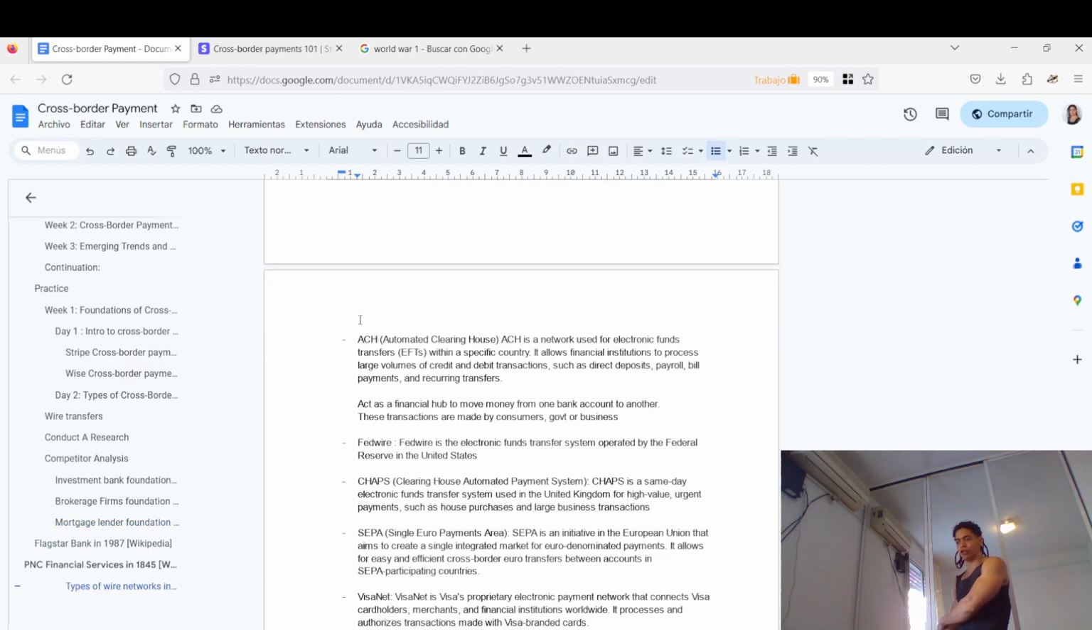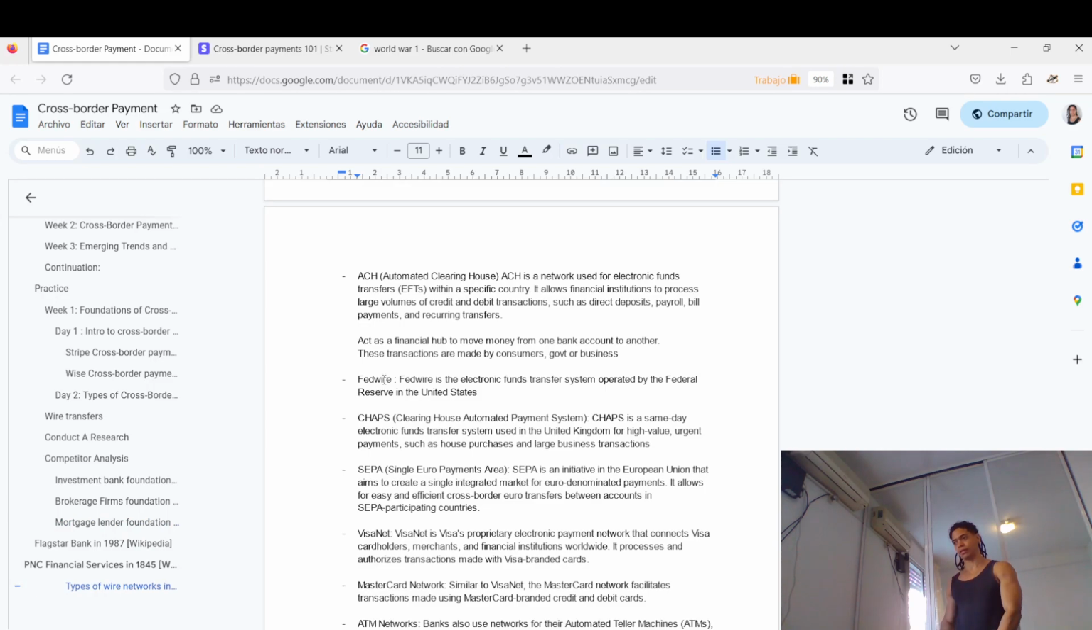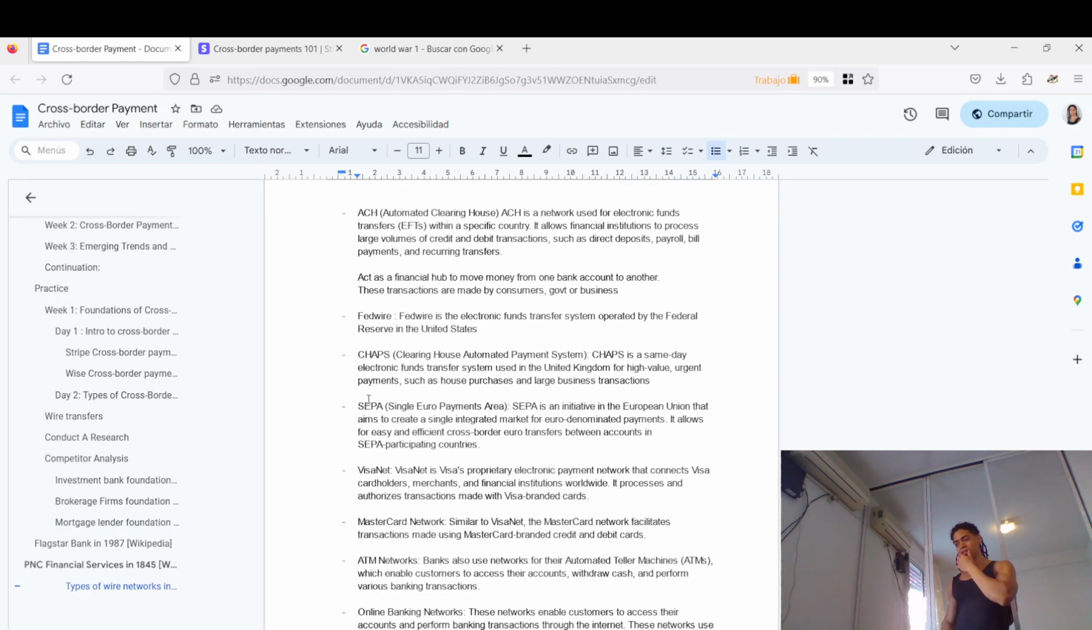Okay, so ACH, right? The other is the FedWire. This is very narrow, specific for the U.S. Federal Reserve. Then CHAPS, the Clearing House Automated Payment System. CHAPS is a same-day electronic fund transfer system used in the United Kingdom for high-value, urgent payments such as house purchases and large business transactions.